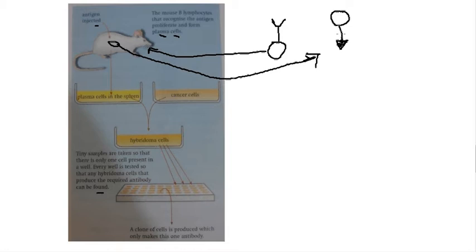So we inject, and the plasma cells are in the spleen. We take these out, and we take other new cells from the cancer cells, and then we join them and get a hybridoma cell. After getting the hybridoma cell, we clone the cell to produce many antibodies. So this point is clear.